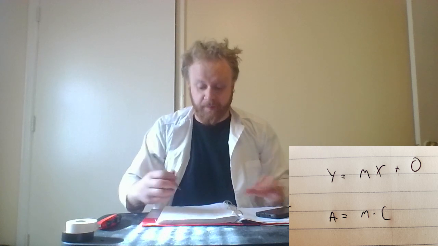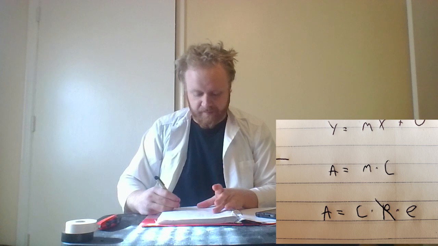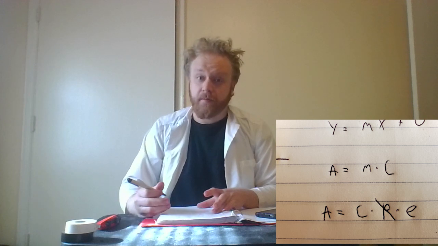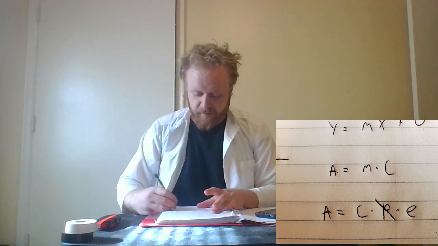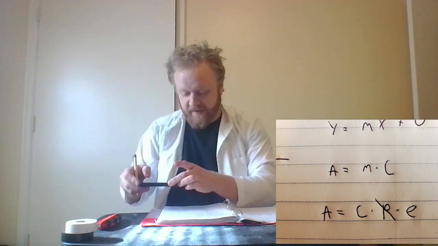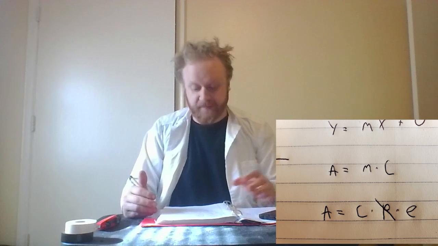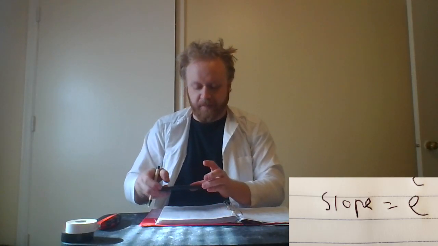We know the equation. A equals c times path length times e. Path length was 1 centimeter, so we can eliminate it. A equals slope times c, and A equals e times c, so the slope of this calibration curve is equal to e.